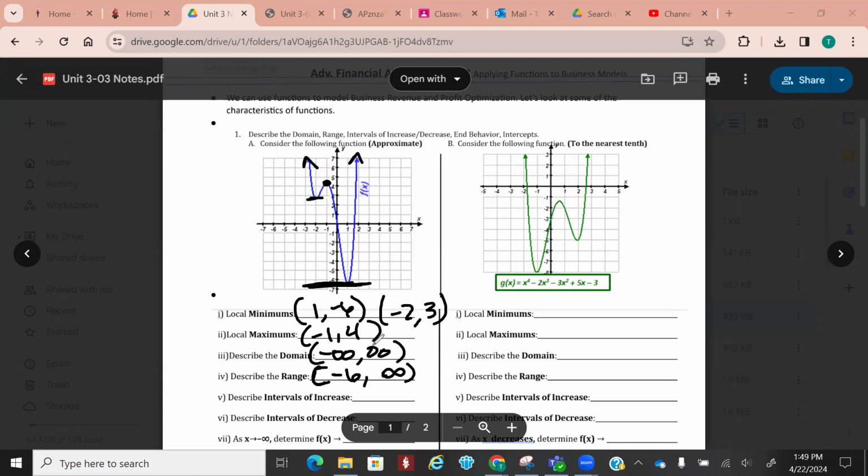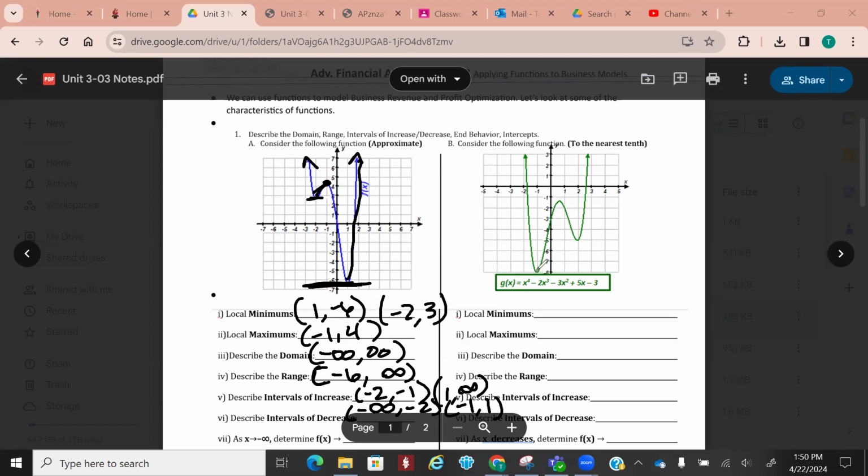Intervals of increase and decrease. Okay, so intervals of increase, that means that the numbers are going up. Okay, so from here to here and from here to here. So we're looking at our x values. That's -2 to -1. And then from 1 to +infinity. For decrease, that's from here to here. So that's -infinity to -2. And then from -1 to 1. And then that's it.